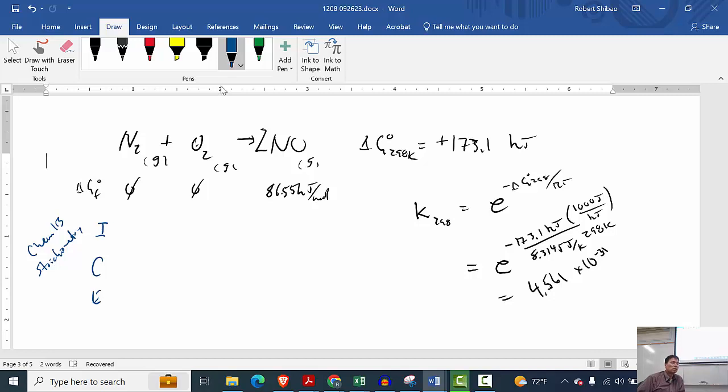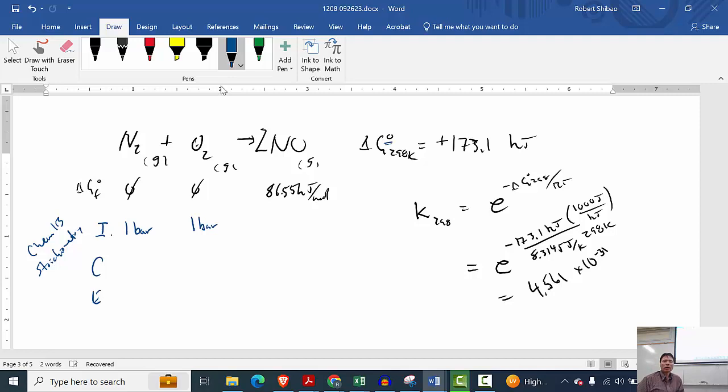I is equal to initial. And initially, we're under standard conditions. So if initially we're under standard conditions, then nitrogen, which is a gas, is at what pressure? 1 bar. And oxygen must be at what pressure? Well, it's under standard conditions. This is also 1 bar.